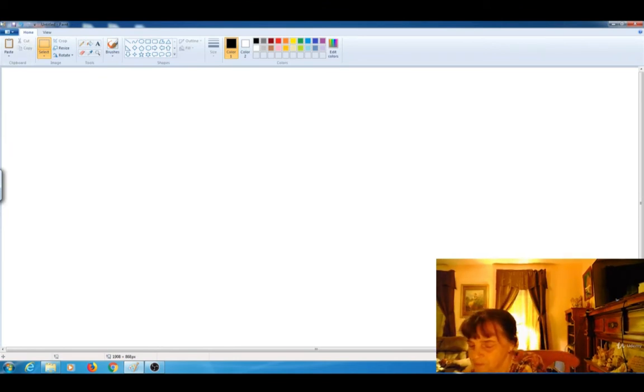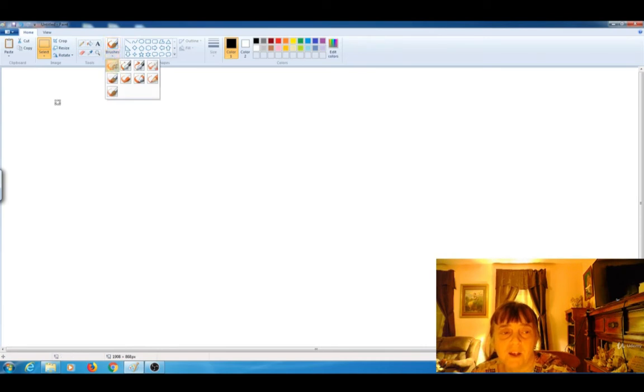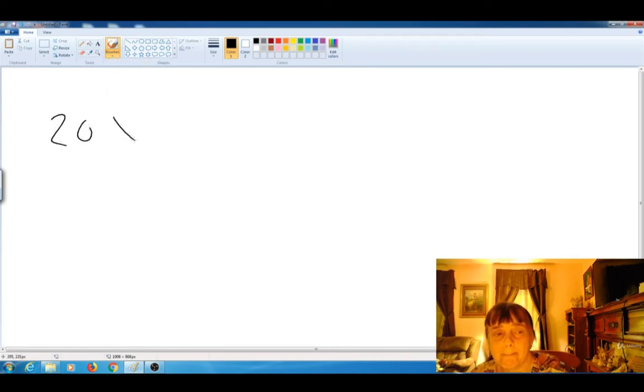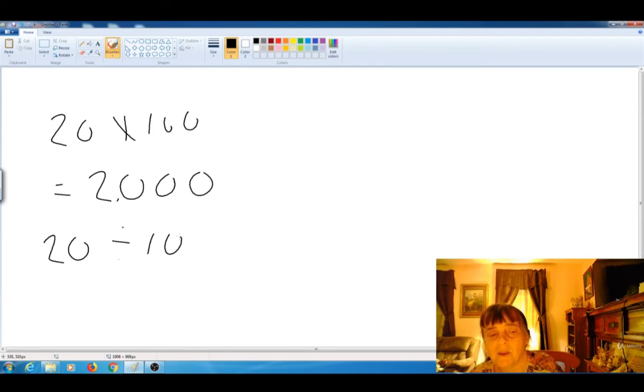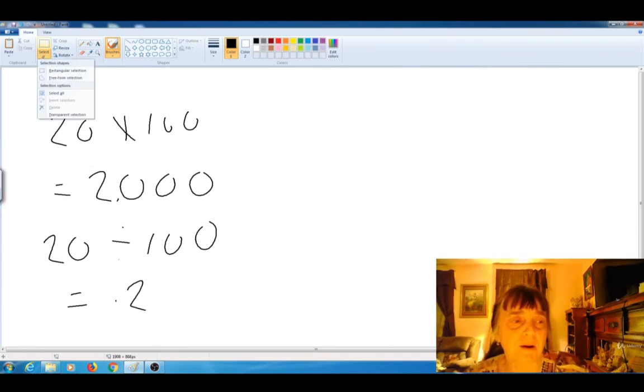Now, let's talk about some math tricks. Okay, anytime you multiply a number by 100, like if you want to multiply 20 times 100, you move the decimal point over two places. It'll be 20 and add two zeros. It's 2,000. And if you divide 20 by 100, you move your decimal point over two places, which is 0.2. So if you multiply by 100, you move it over two places. If you divide by 100, you move it to the left two places. And that's just by multiplying by powers of 10.